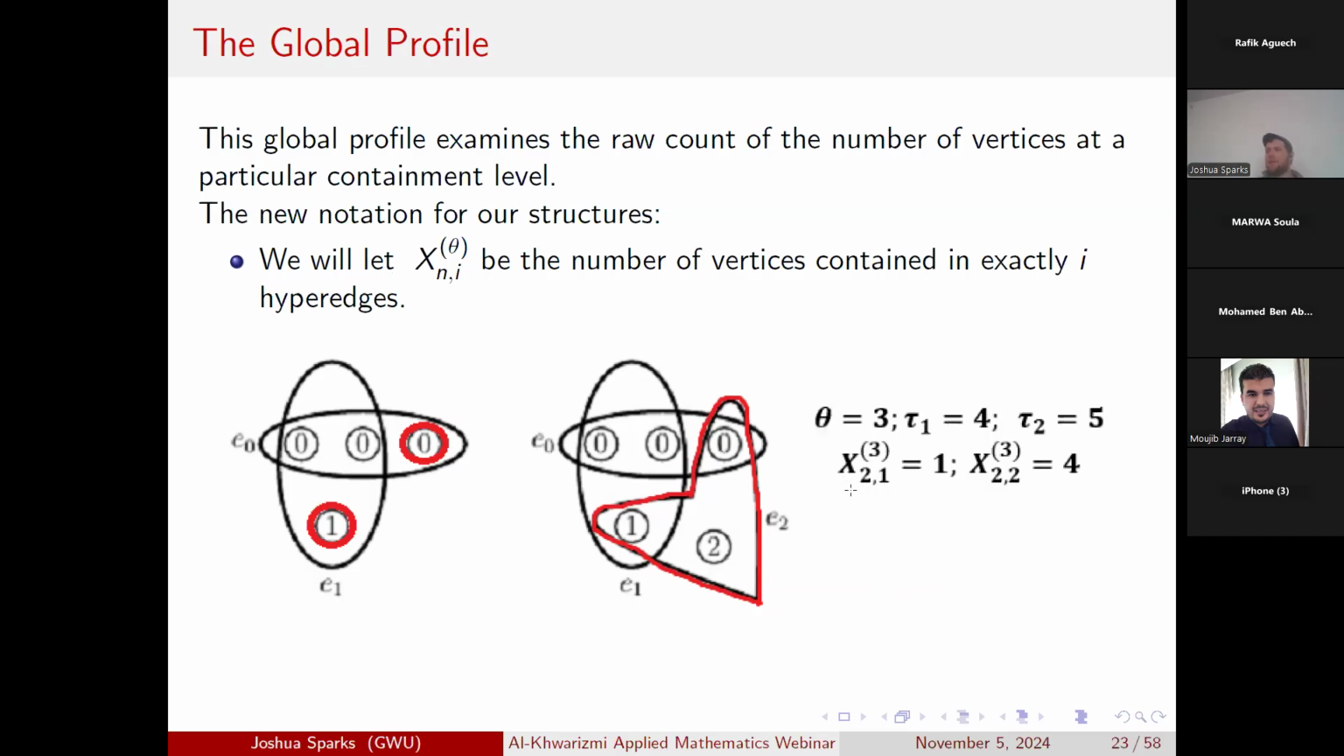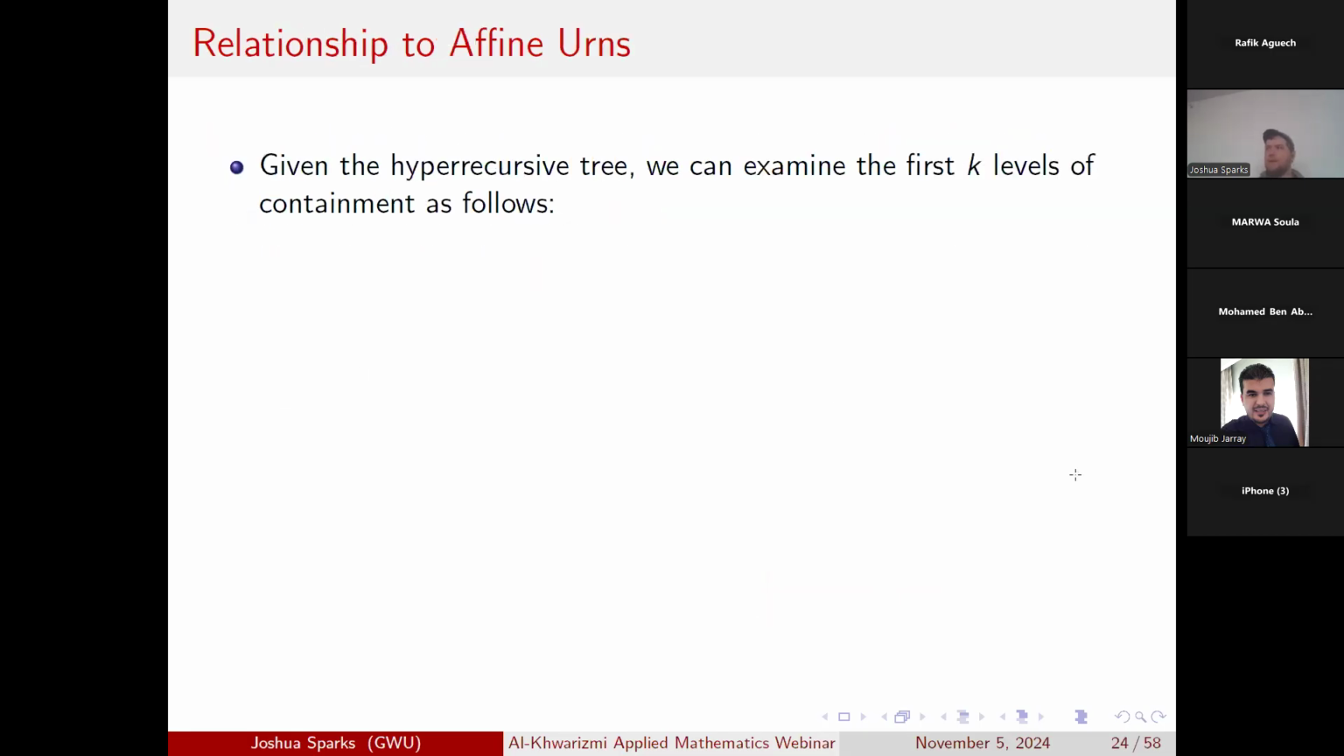For the number of vertices with one hyper edge, in this case, at the second stage, there's just one of them. And when there's two of them, there's one, two, three, four. And so we have two hyper edges there. We can relate these things, however, to affine urns.